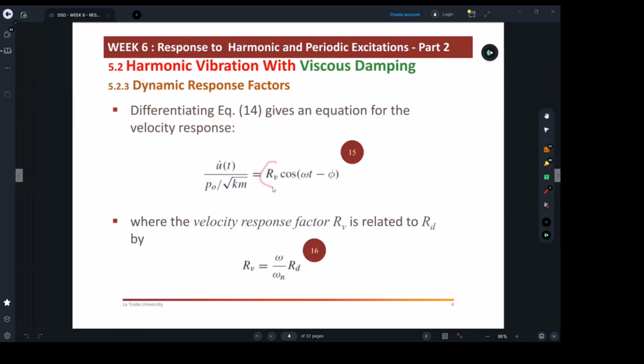If you differentiate displacement, it gives you velocity. If you differentiate it another time, it will give you acceleration. So for now, we just differentiated once. You're going to see the equation adjusted where it's defining velocity, and we will have something defining the RV, not RD anymore, which is the velocity response factor as written here. And the RV can be related to RD, which we talked about last week, by this ratio.